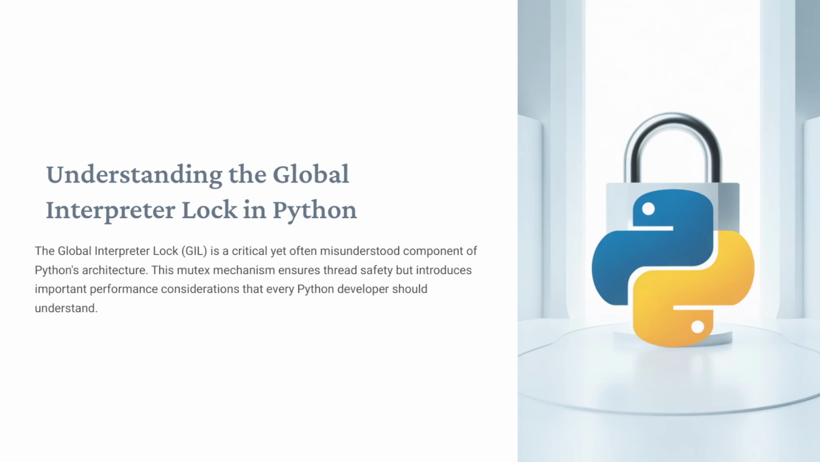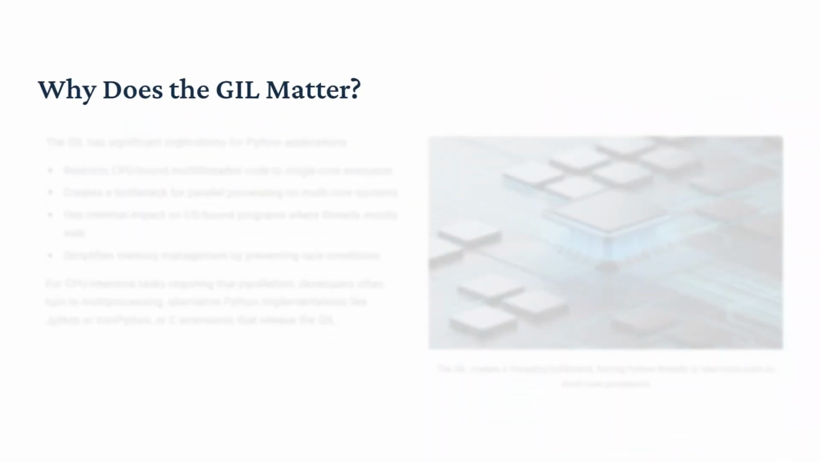So the global interpreter lock is a critical yet often misunderstood component of Python's architecture, and this mutex mechanism ensures thread safety, but it introduces important performance considerations that every Python developer should understand. So why actually does the GIL matter?